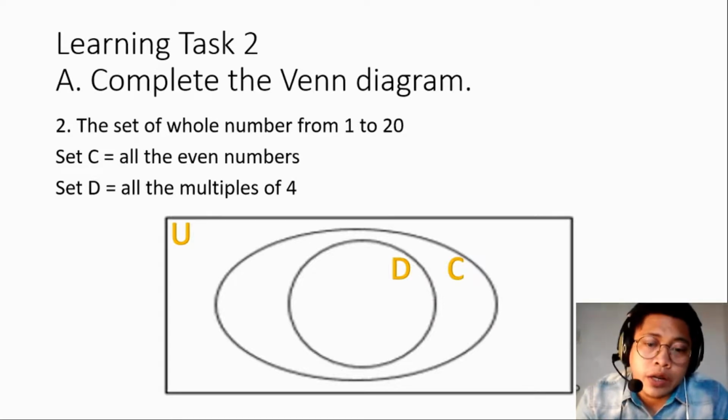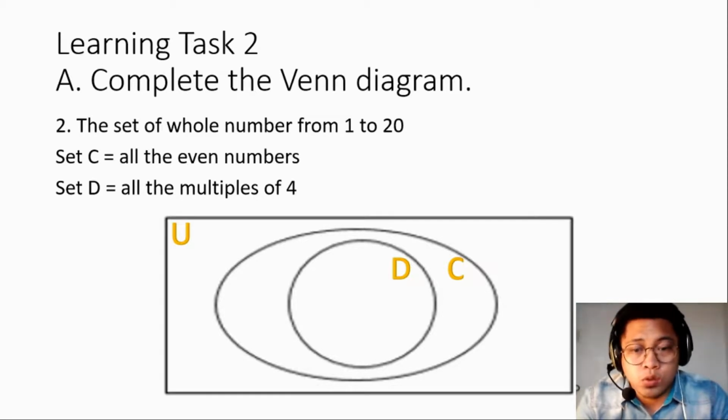So ngayon po, nag-provide na ako ng template for the Venn diagram. So we have the universal set, which is the set of whole numbers. Set C, the set of all even numbers.